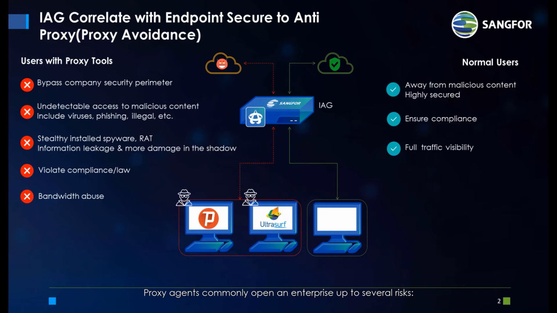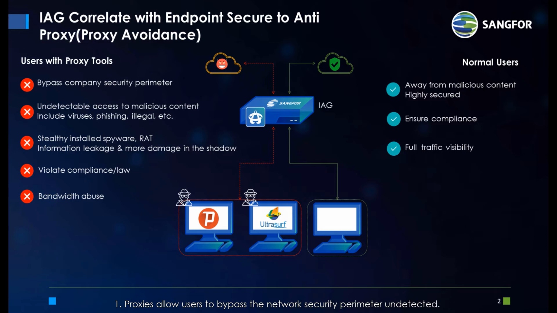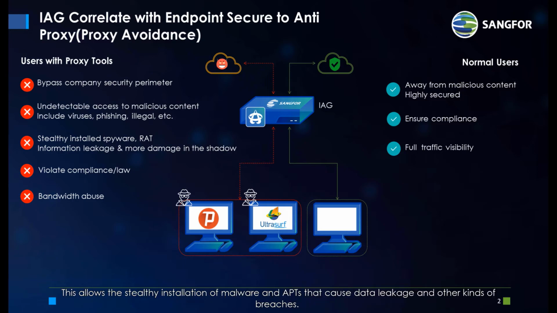Proxy agents commonly open an enterprise up to several risks. First, proxies allow users to bypass the network security perimeter undetected. This means potentially malicious traffic can pass in and out of the network without being inspected by the firewall or IPS. Proxies provide malicious content such as viruses, phishing, ransomware, spyware, and crypto miners undetected access into the internal network and systems. This allows the stealthy installation of malware and APTs that cause data leakage and other kinds of breaches.